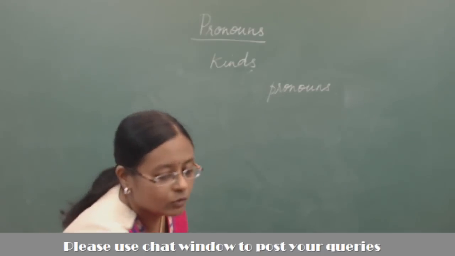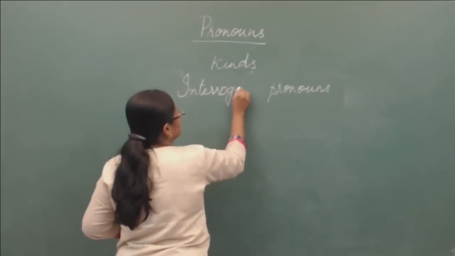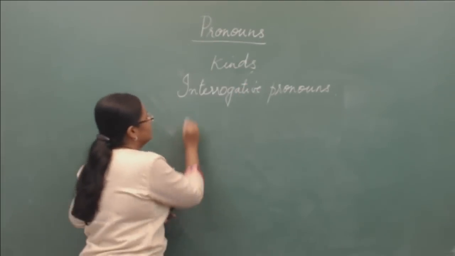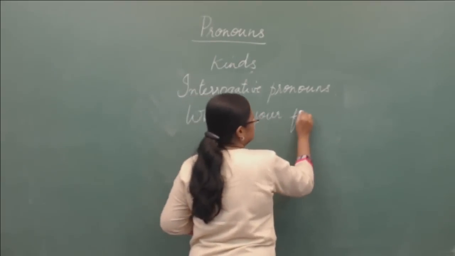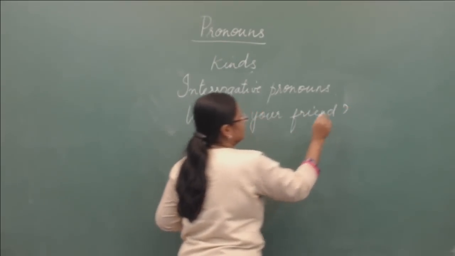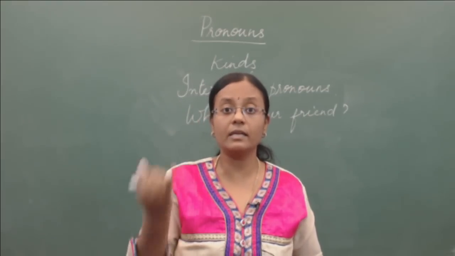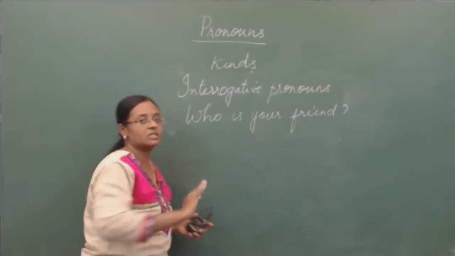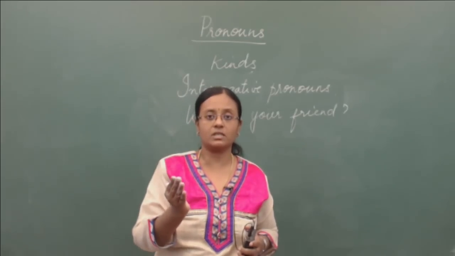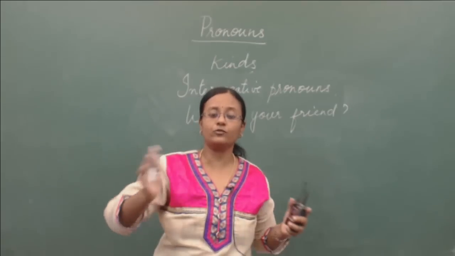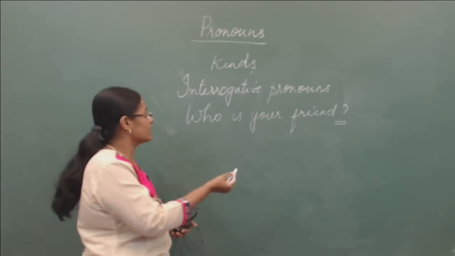Then we have the interrogative pronouns. As the name suggests, these are used to ask questions. Who is your friend? See, this is a direct question. Interrogative pronouns are used to ask both a direct question and an indirect question. Here, a direct question is nothing but the exact words spoken by the person, whereas an indirect question is the question that is a part of the statement. Here, it ends with a question mark. Let us see an example for an indirect question.